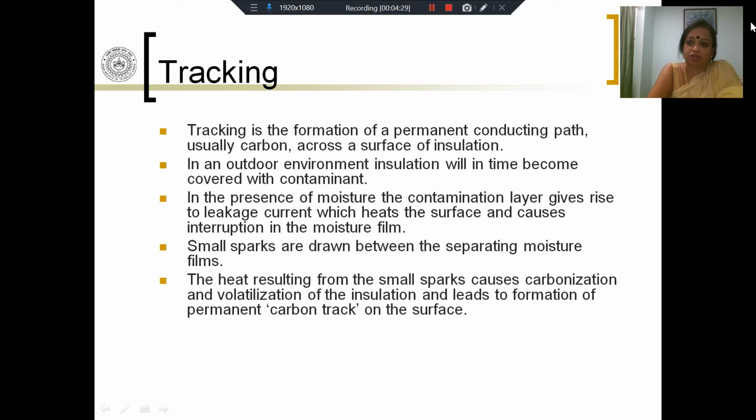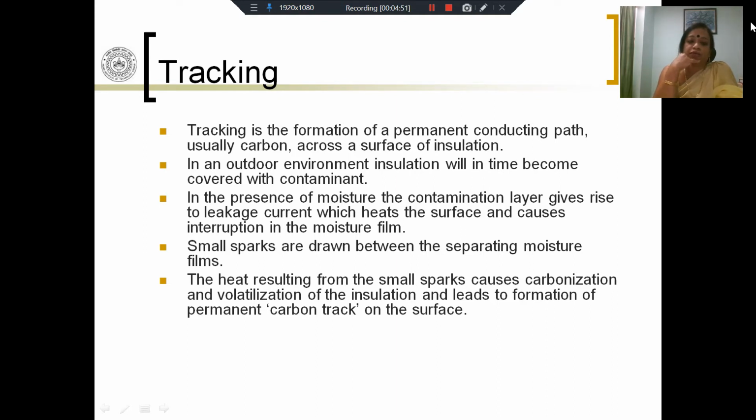This is called flashover. Generally the flashover voltage is much lower than the breakdown voltage or the puncture voltage, because we are not just dealing with the dielectric material, we are also dealing with a path along the surface of the dielectric, and on the surface of the dielectric you have gases or air.